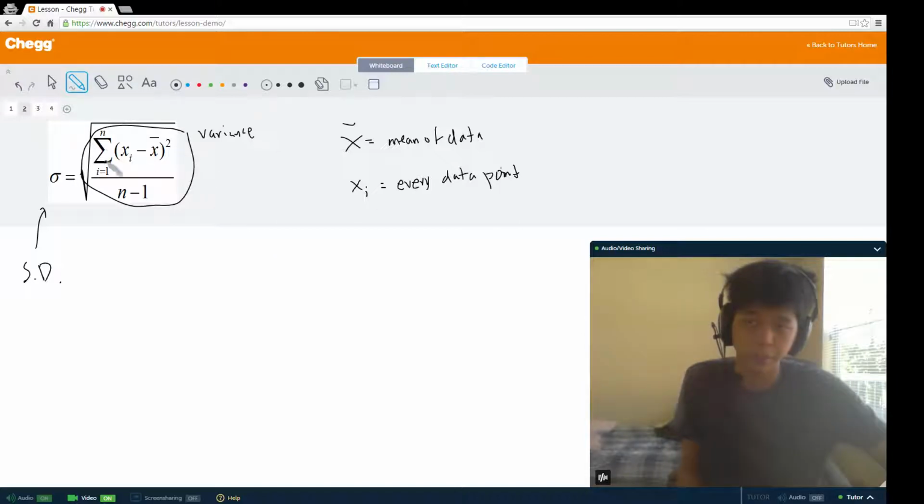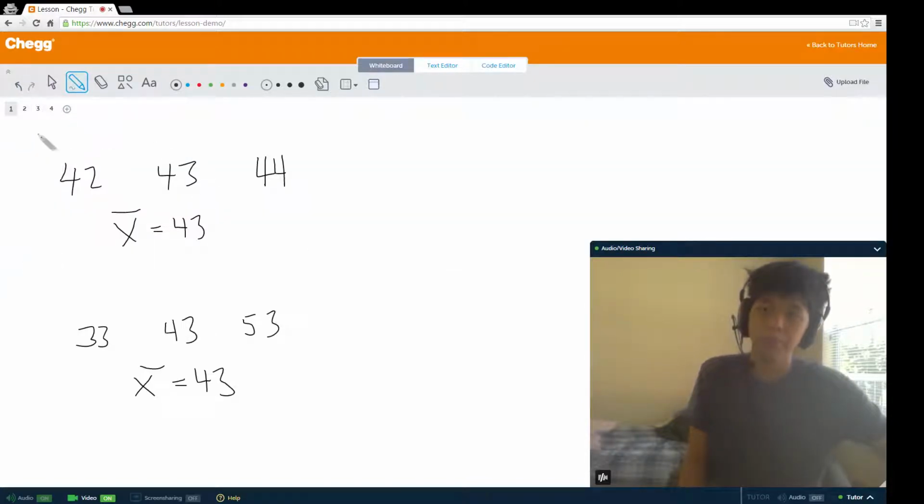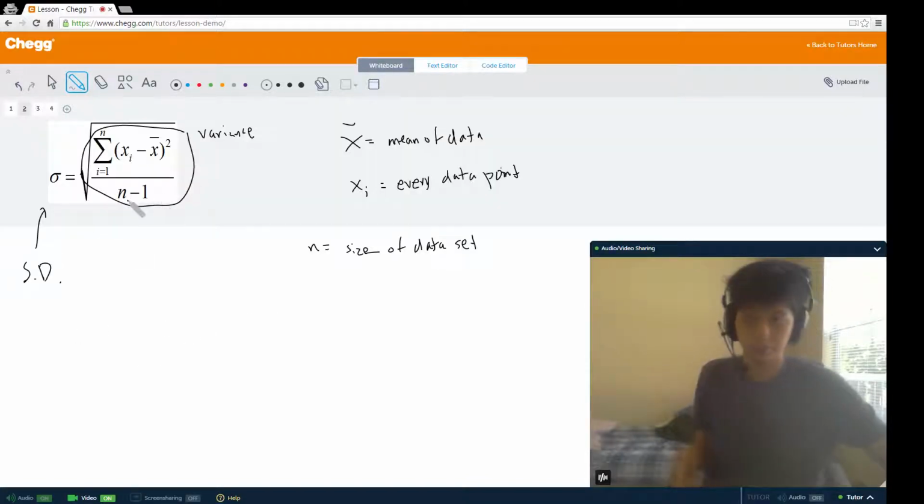So this gives us our numerator here. And then we divide it by n minus 1. Recall that n is equal to the size of the data set, or in other words, how many people we sampled in this first problem, so 3. So 3 minus 1 is 2. So we divide this sum by 2, and then we take the square root, and then we have our standard deviation.